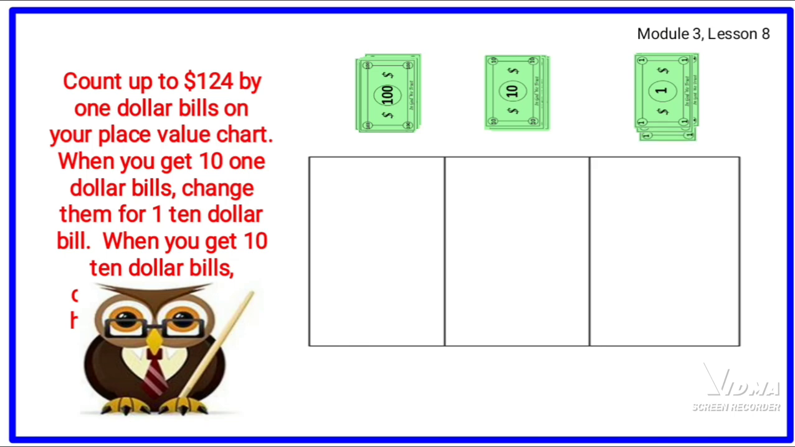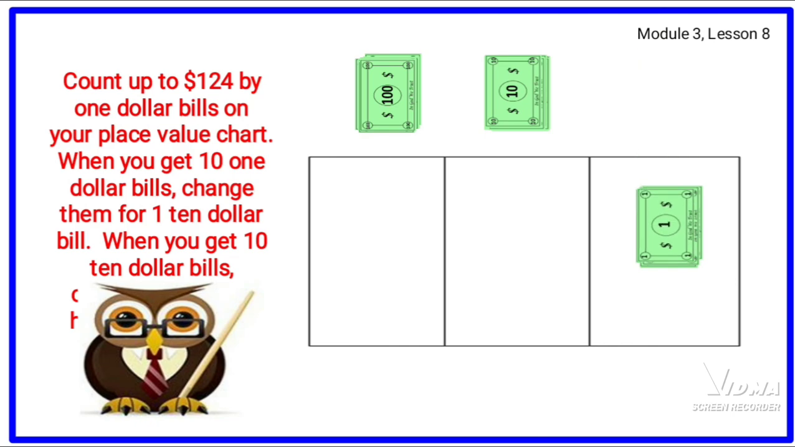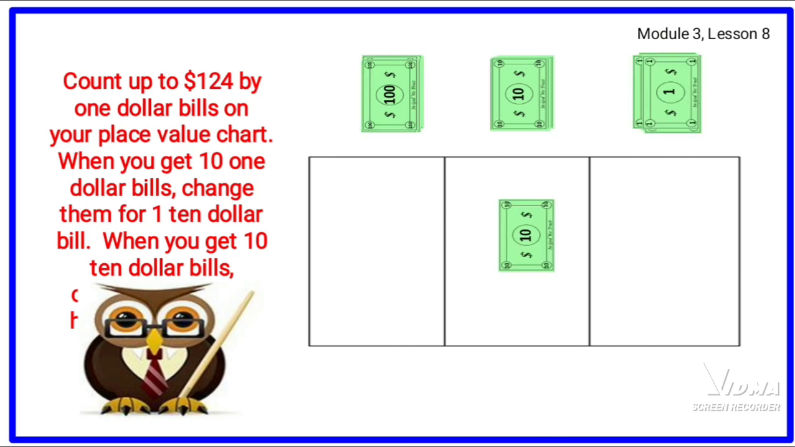All right, so let us count. $1 is there, $2, $3, $4, $5, $6, $7, $8, $9, $10. Right, so now that we have $10, we have to bundle it and it becomes a $10 bill. You see that I've bundled it.